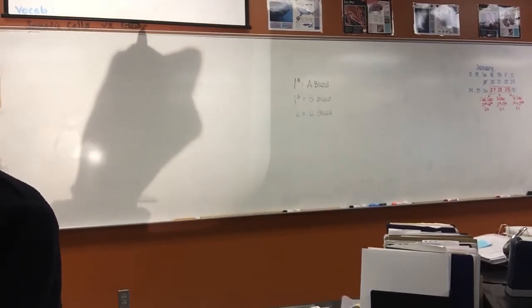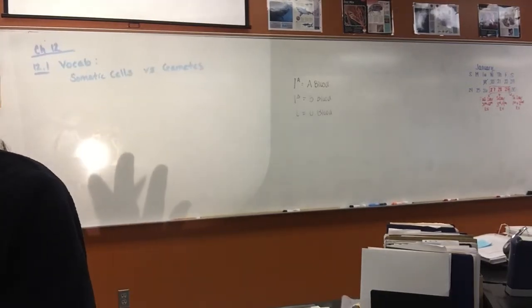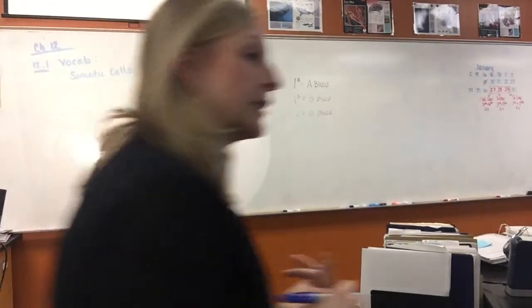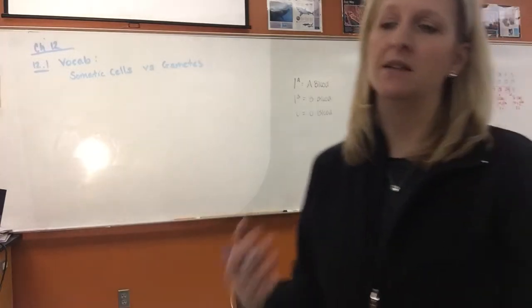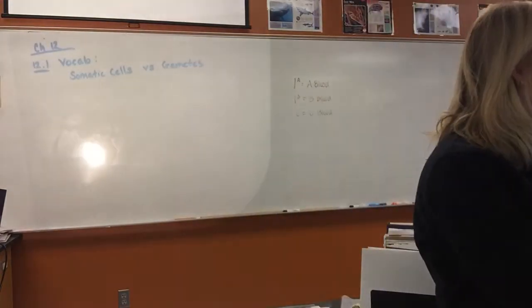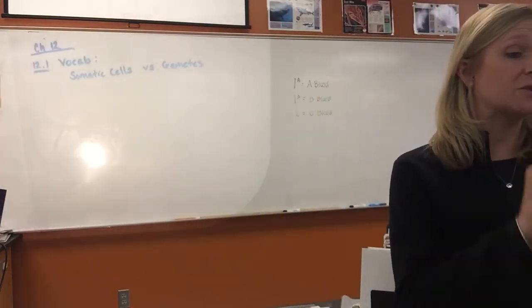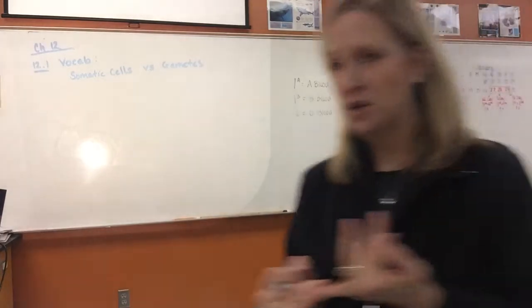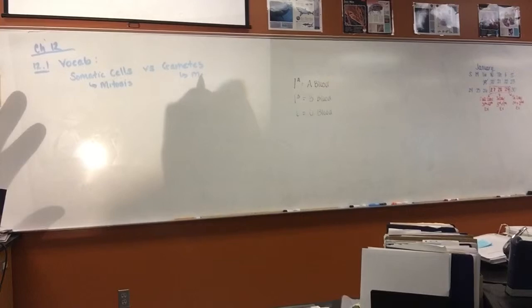Do you guys remember what the difference is? Yes? All right, so somatic cells are any cell besides an egg or a sperm cell, so any other type of body cell. Your gametes are your egg and your sperm cells. And so the first two chapters, 12 and 13, are about cell division. We have two different types of cell division, mitosis and meiosis. Somatic cells are made by which type of cell division? Mitosis, right? So somatic cells are made by mitosis. And your gametes are made by meiosis, right?